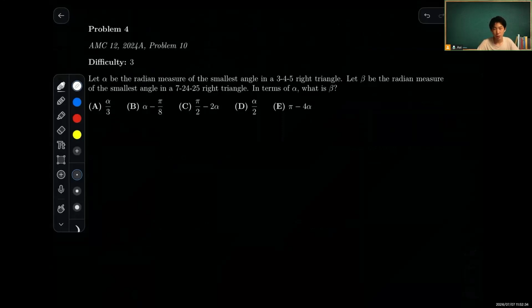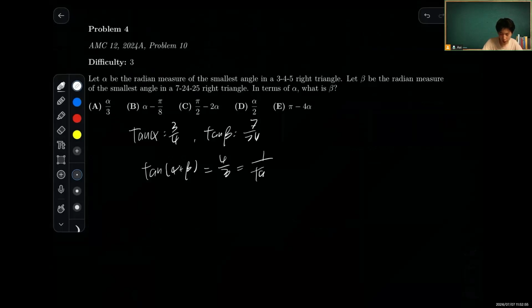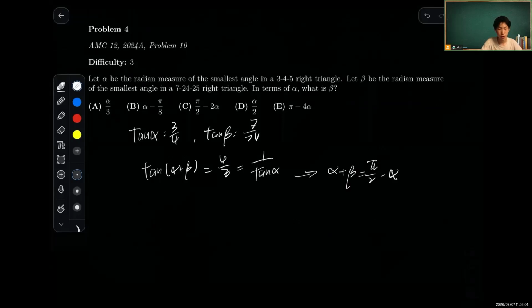There are two solutions to this problem, and the first is just letting tangent alpha equal 3 over 4, tangent beta equal 7 over 24. In this case, you notice tangent of alpha plus beta is actually equal to 4 over 3, or 1 over tangent alpha. Then that means alpha plus beta is this. Use the unit circle to understand why I came to this conclusion.